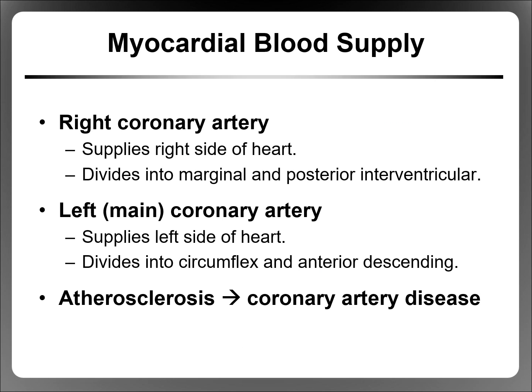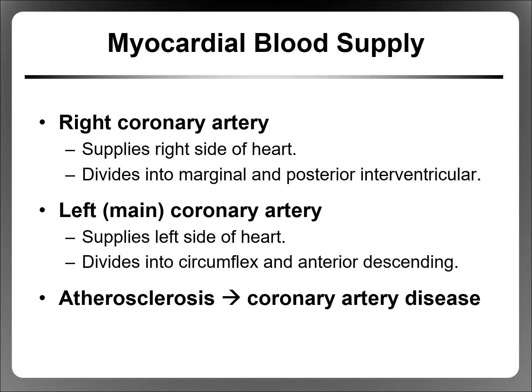So how does the myocardium actually get blood supply? So this is going to be through our coronary arteries. So the right side of the heart will be supplied by the right coronary artery. And this right coronary artery will further subdivide into the marginal and the posterior interventricular arteries. The left side of the heart will be supplied by the left or the main coronary artery, which will then divide into the circumflex and the anterior descending artery.